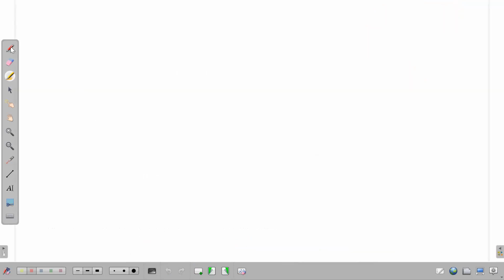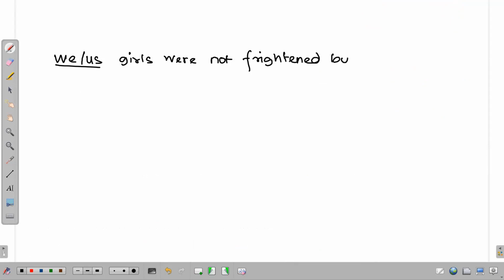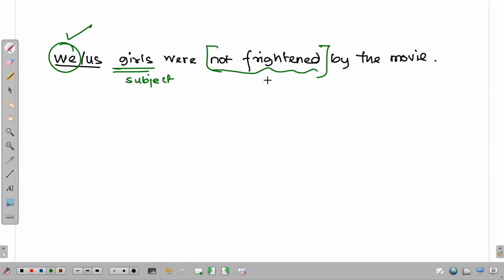I'll give you another example. For example, if we say, we or us girls were not frightened by the movie. So I'm sure that it will be very simple. It will be we girls because the girls are the subject who were not frightened, right, by the movie.